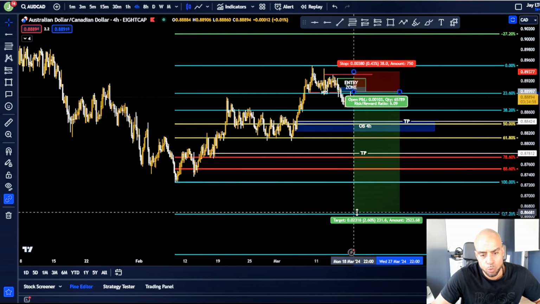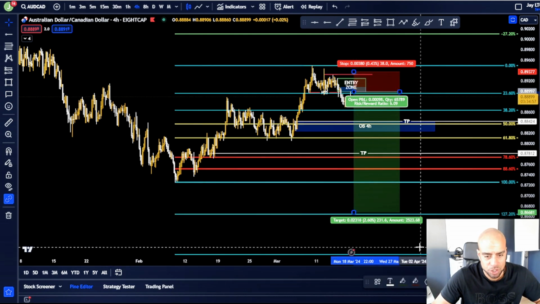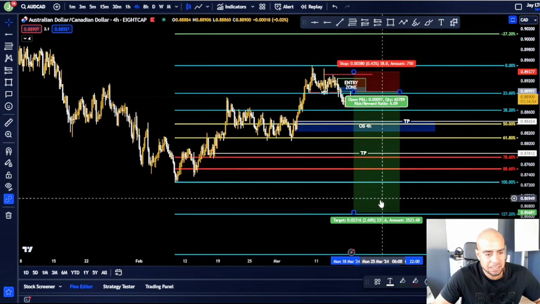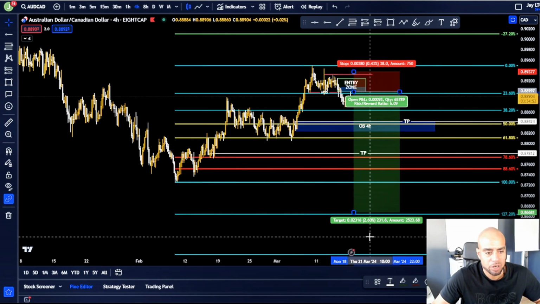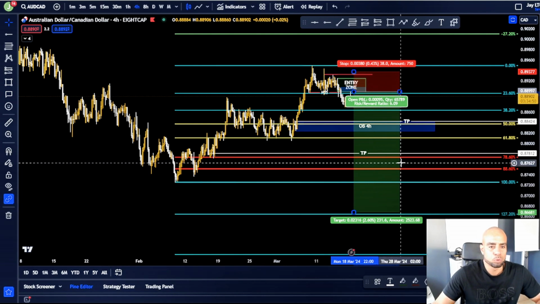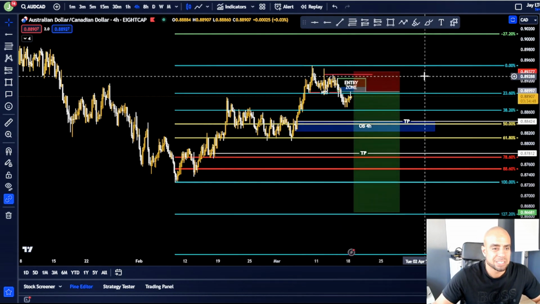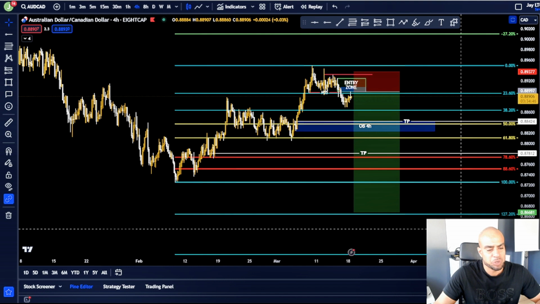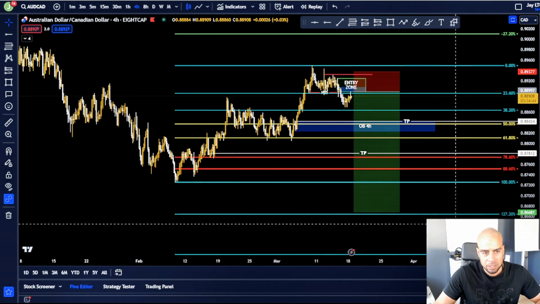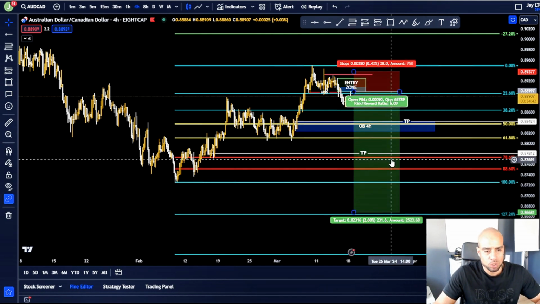the 27.2 Fibonacci extension, and that last level is 231 pips. So the full trade is 231 pips. So it's an A+ setup. Everything is aligned. It's a perfect trade. You want to scale into this one.